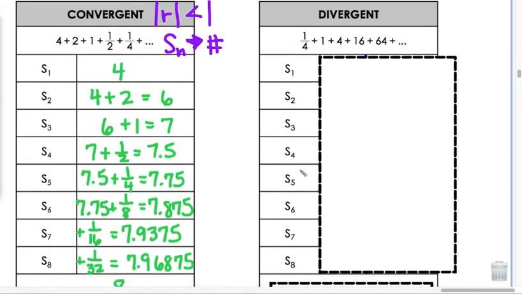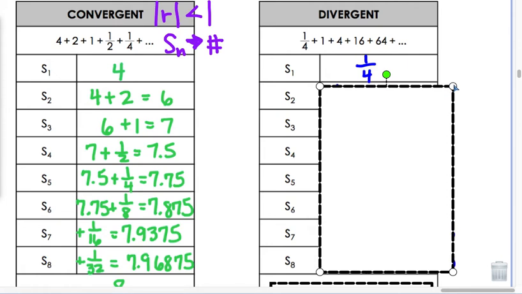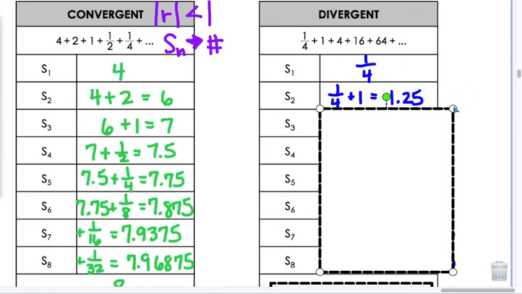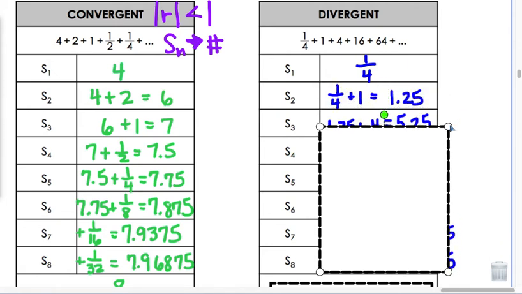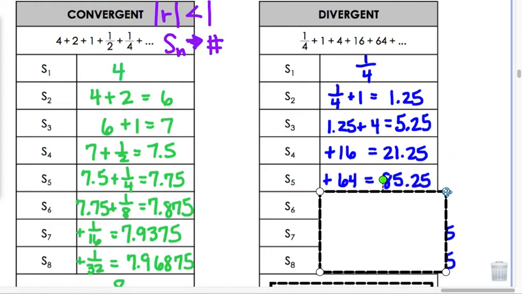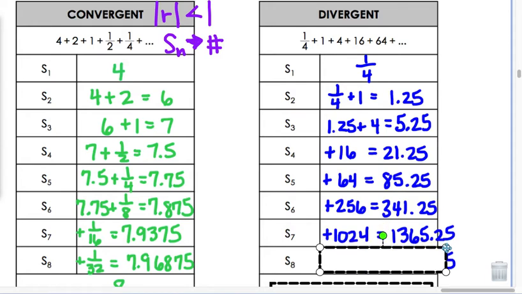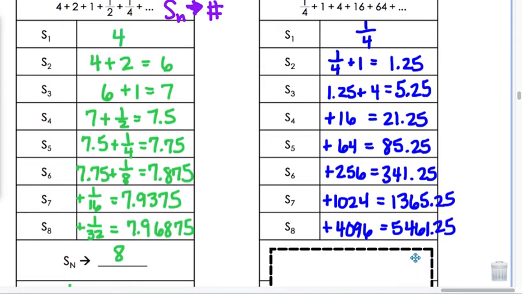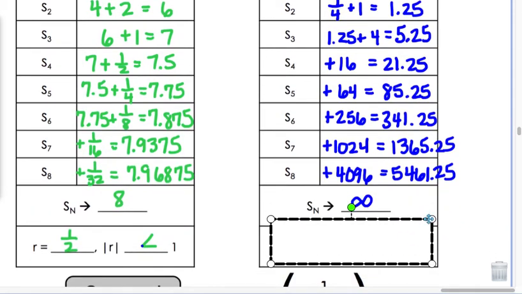All right, let's look at divergent. S sub 1 is 1/4. S sub 2 is 1/4 plus 1, which is 1.25. We keep adding terms, 4 terms, 5 terms, 6 terms, 7 terms, and we keep going. And we can see that our numbers are just increasing, increasing, increasing. So we can see that it's going to infinity.